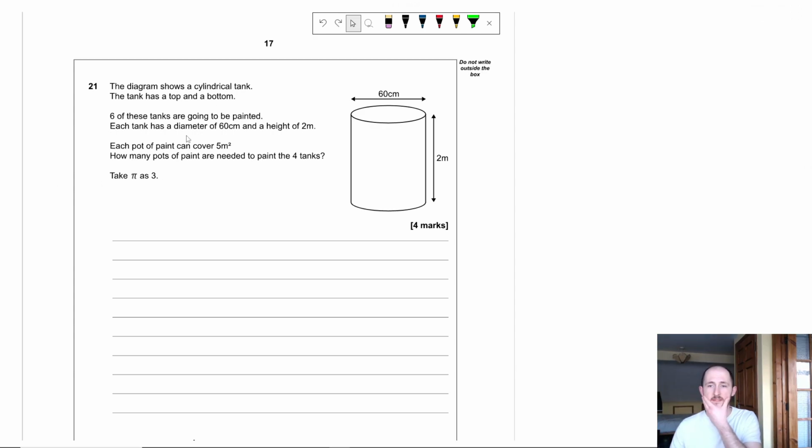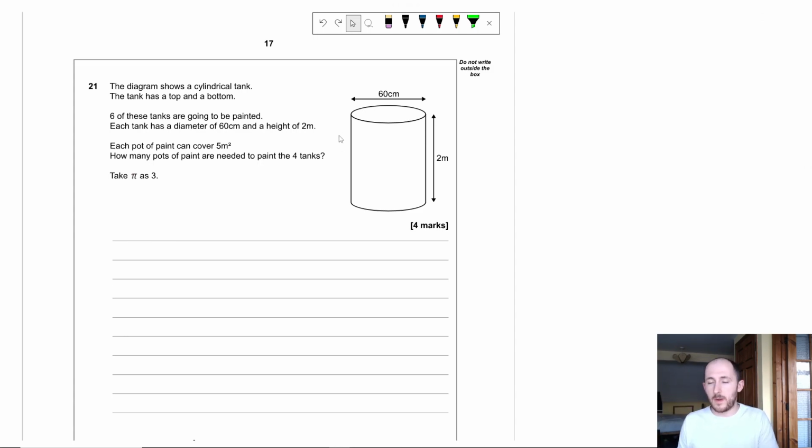Okay, so with this one we have a cylindrical tank. It has a top and a bottom. 6 of the tanks are going to be painted. Each tank has a diameter of 60 centimeters and a height of 2 meters. Each pot of paint can cover 5 square meters. How many pots of paint are needed to paint the 4 tanks? And you can take pi as 3.